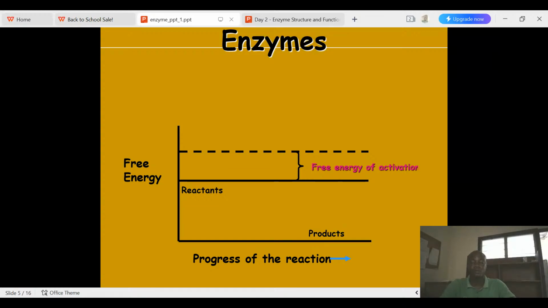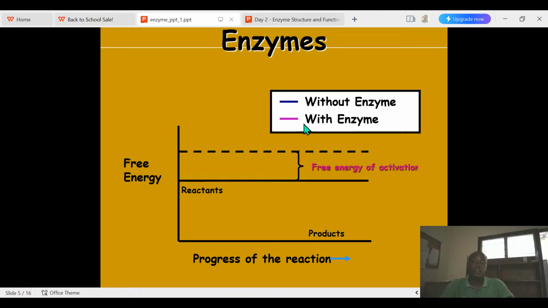In addition, this is what we call an energy profile. We have free energy against progress of the reaction, and we have our reactant and product. Without an enzyme, this is our activation energy. But with an enzyme, you see that the activation energy is lower. Meaning that when activation energy is lower, the substrate can easily be converted to generate product.